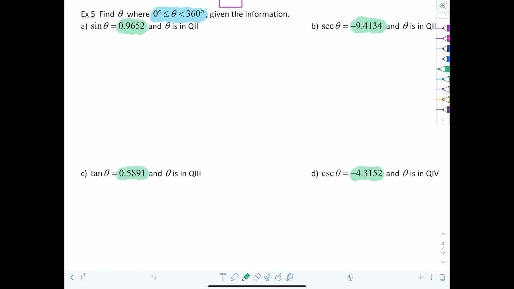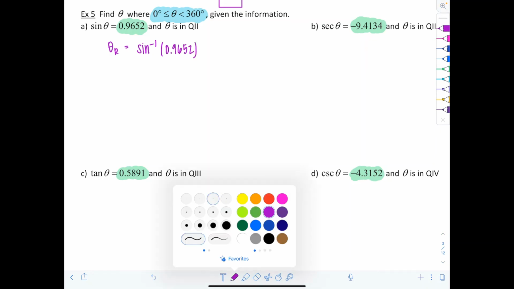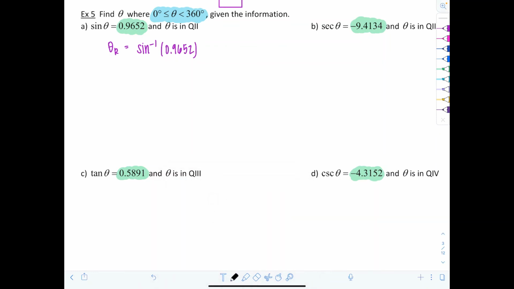So first things first, you want to figure out what the reference angle is. To do that, punch in sine inverse. On my calculator, I have to hit second and then the sine key. Sine inverse has that little -1. It looks like an exponent, but it's not. It just means inverse. So you're going to punch in sine inverse of 0.9652. The problem didn't say how many decimal places to round to, so let's just round everything to 2 decimal places. We don't do sig figs here, so don't sweat it.